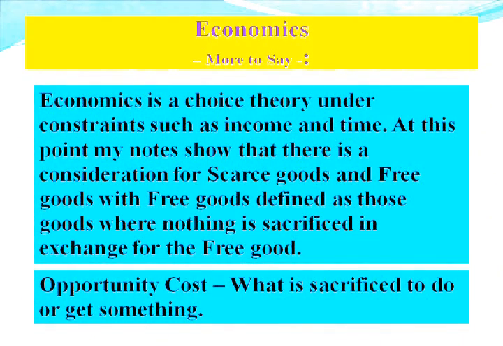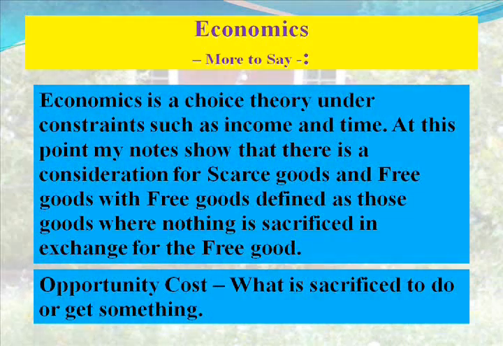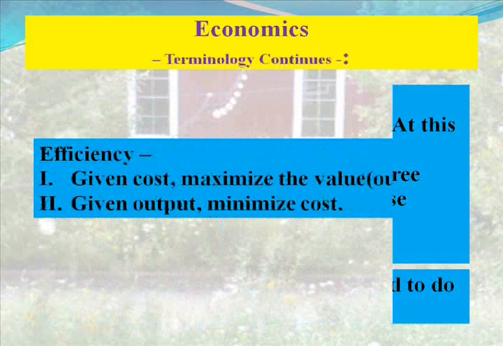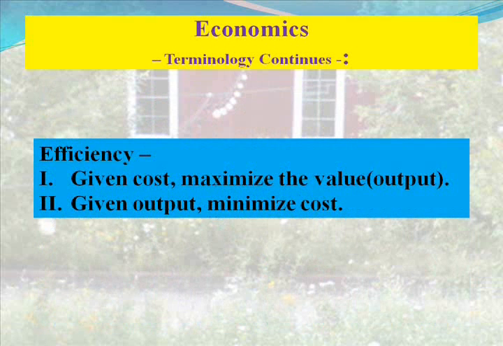Economics. More to say. Economics is a choice theory under constraints, such as income and time. At this point, my notes show that there is a consideration for scarce goods and free goods, with free goods defined as those goods where nothing is sacrificed in exchange for the free good. Opportunity cost. What is sacrificed to do or get something?